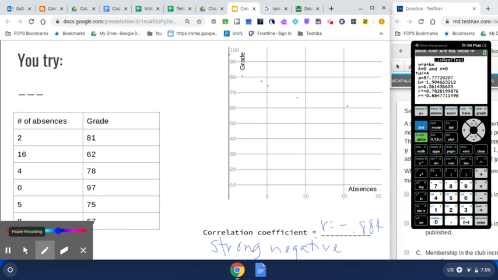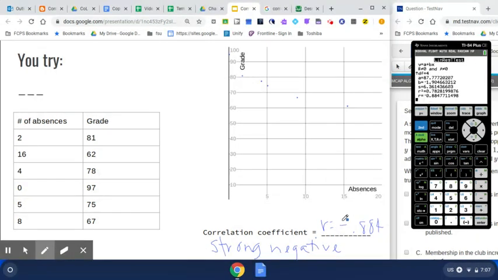Okay, hopefully you had enough time to take a look at that example. We have number of absences versus grade. So I plotted those points. We can see that there is a negative trend. So the more you're absent, it seems like the lower the grade is. I calculated the correlation coefficient over here on the Lin-Reg t-test. My R value is equal to negative 0.884. Be careful, those negative signs are very easy to miss, so make sure you're watching out for those negative signs.